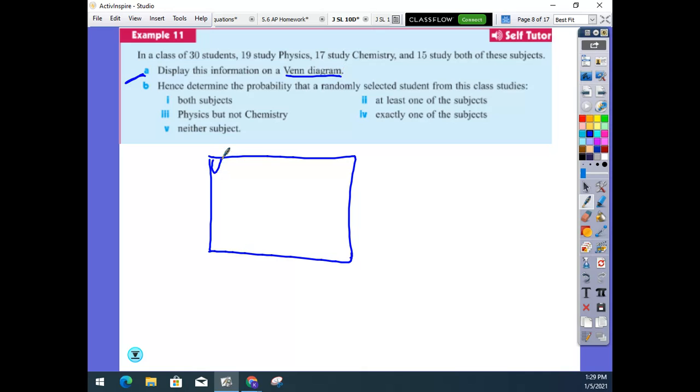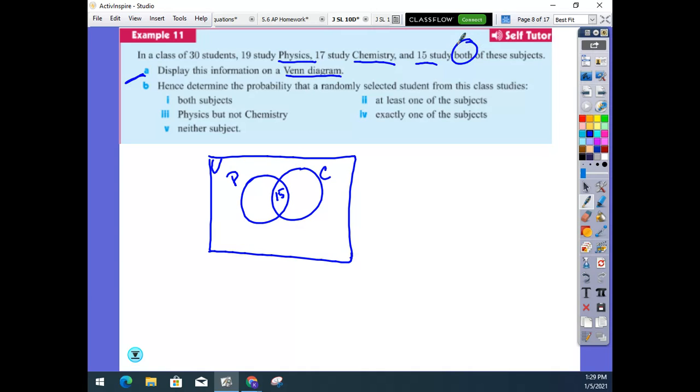So we have our universe. I have 2 events, physics and chemistry, and some study both. So that means these overlap. And I have to label, this is my physics, this is my chemistry. 15 study both, so that's your overlap. That's what's in both my physics circle and in my chemistry circle. So anytime you see the word both, it goes in the middle.